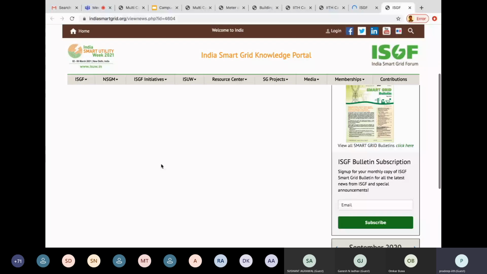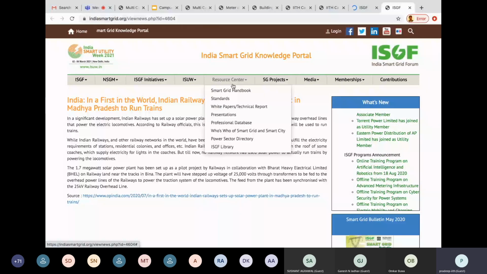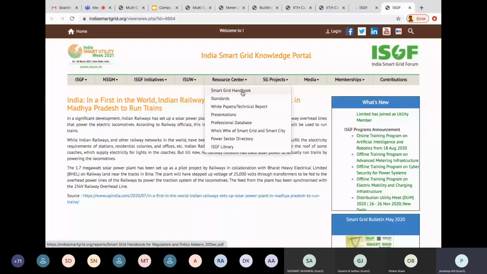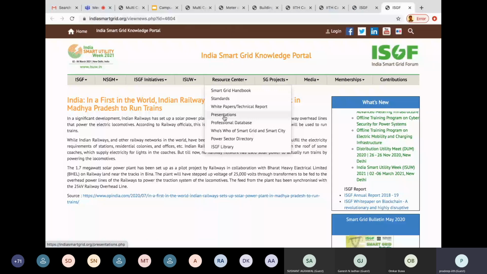Then there are so many resources. For example, the Smart Grid Handbook. This is a detailed handbook, more than 400 pages. Everything is there in that. Then standards, white papers, presentations, professional database, and so on.